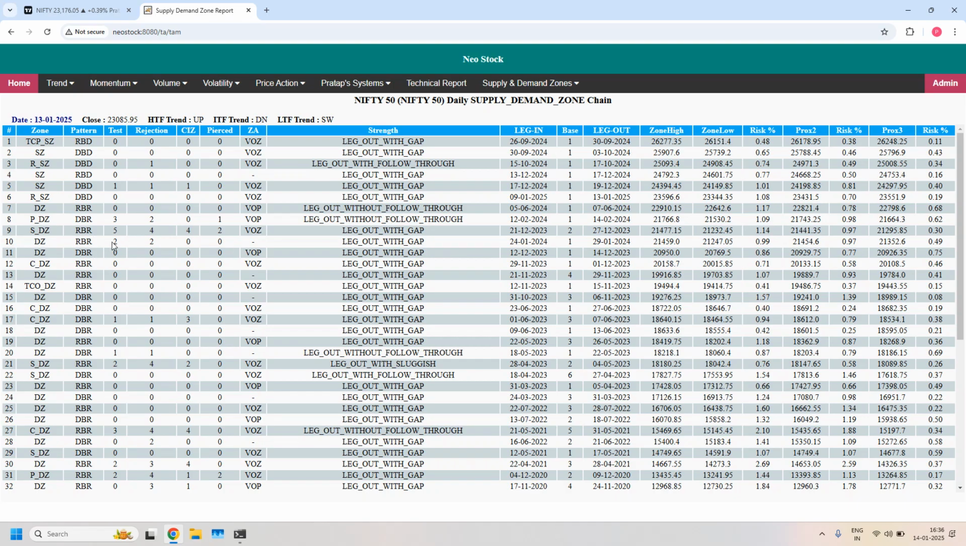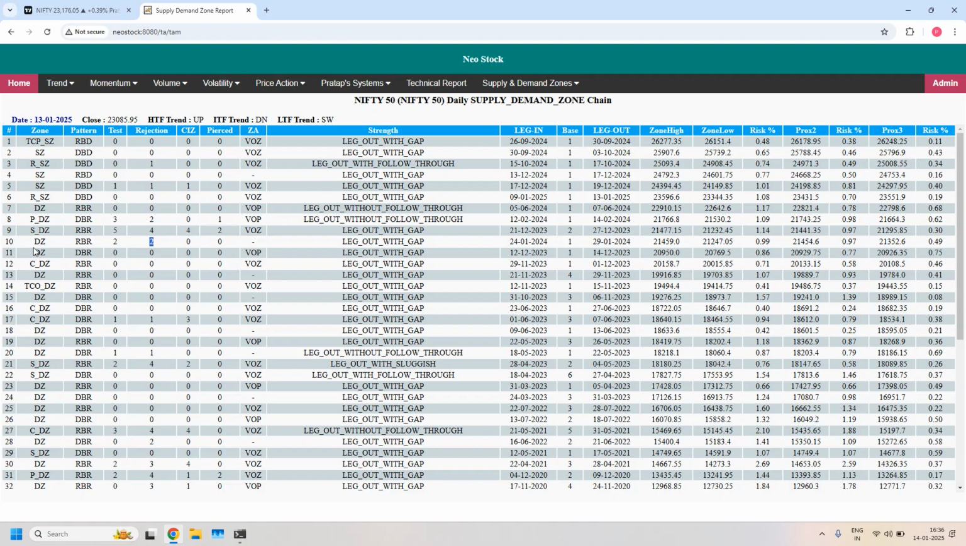See, it is already tested 2 times. How powerful it is, pierced zones. That is what you learned in lesson 28. When institutions create new order flows within the pierced zones, those order flows are very strong. That's why it is already tested 2 times. Who knows? A 3rd time also it may test if prices enter into this area.